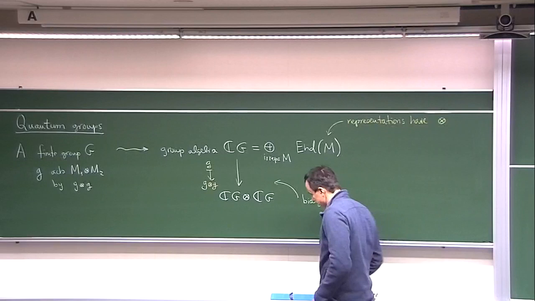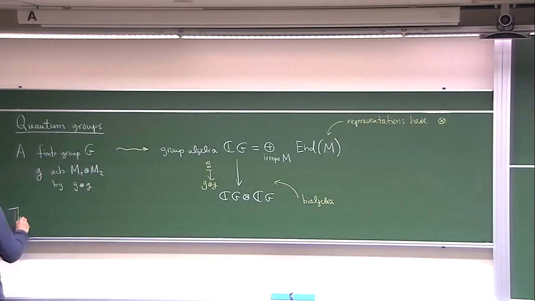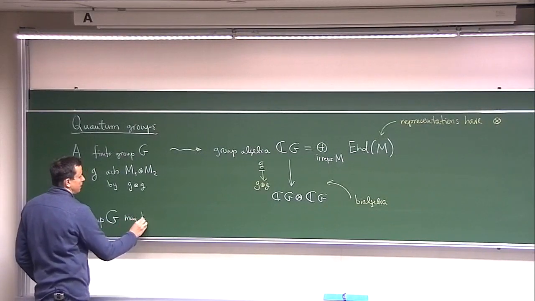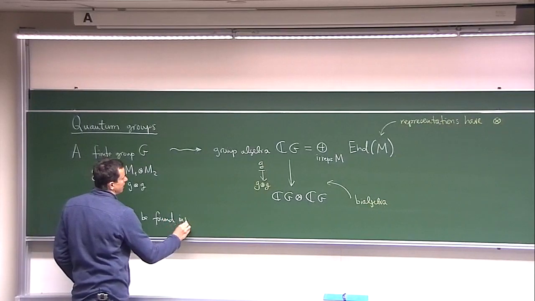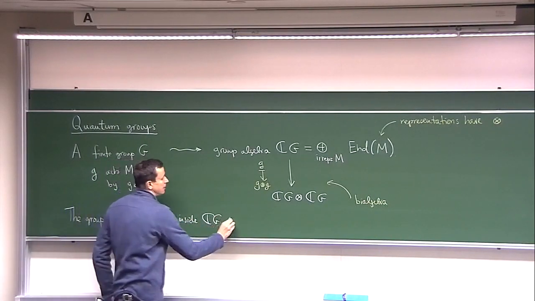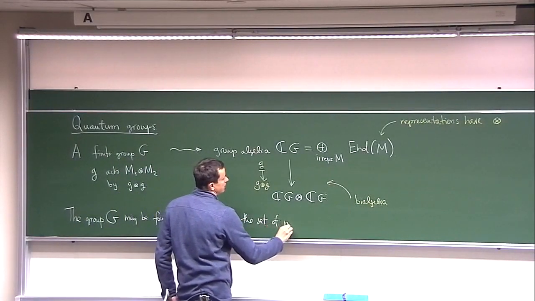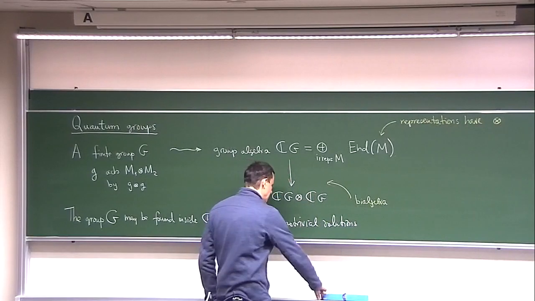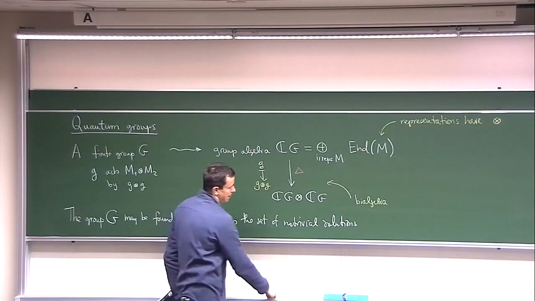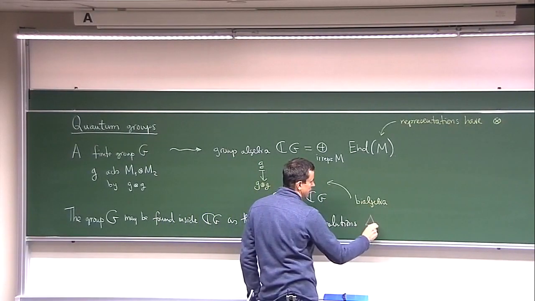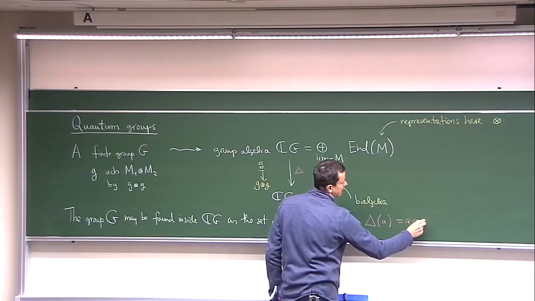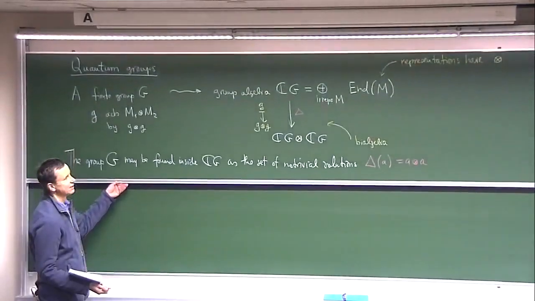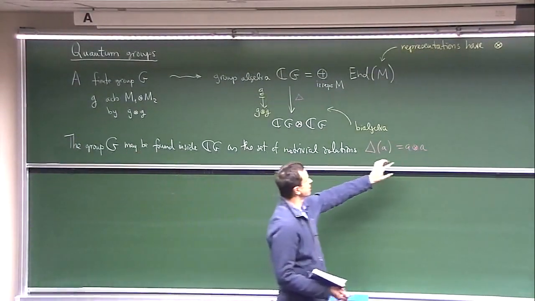And the group G itself may be found inside the group algebra CG as a set of non-trivial solutions. This map, the co-multiplication, is usually denoted delta. If you solve the equation delta of a equals a tensor a, then there's a zero solution, but the only non-trivial solutions are just group elements. A solution of such an equation in a bi-algebra is called a group-like element.